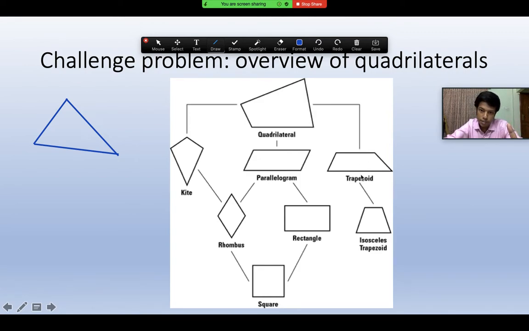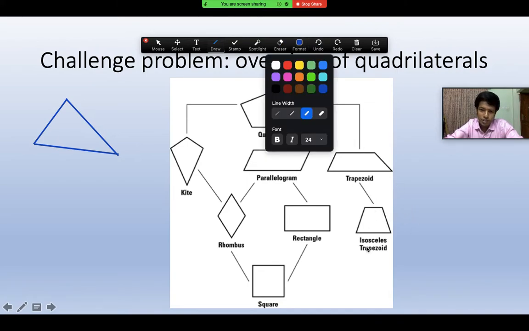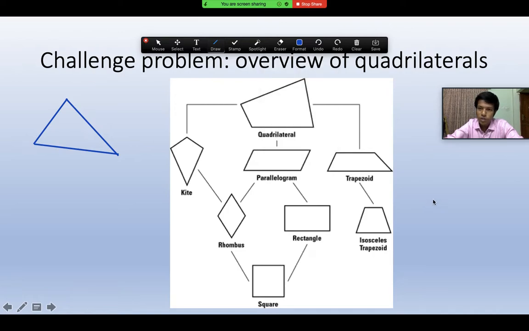The only condition is that this side and this side will be parallel. Any 2 sides will be parallel, and the other sides will not be parallel. That's the condition. So this side and this side are parallel, and this one is equal in length, kind of. And another type of trapezoid we can draw this way also, like this. This is a little bit uncommon type of trapezoid.